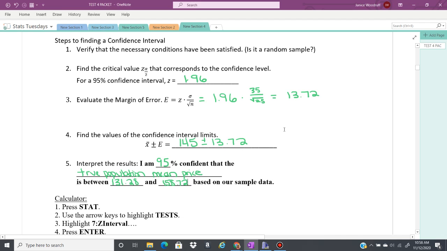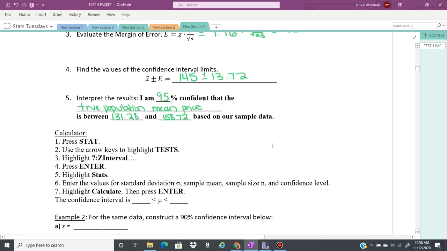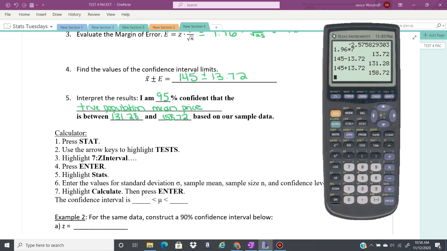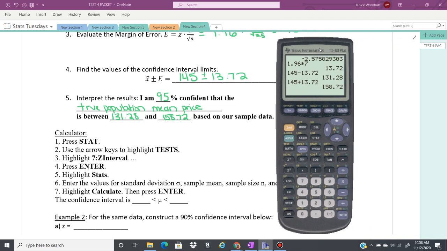And you can do this in your calculator. Here are your steps for doing this in your calculator, for the one we just did. Go to where it says stat. This button right here is stat. Then highlight where it says test, using the arrow to go over to test. You want the test that says Z interval, not Z test. Down here for me it is number 7. Hit enter. You want stats, not data. So scroll over to where it says stats, and hit enter.